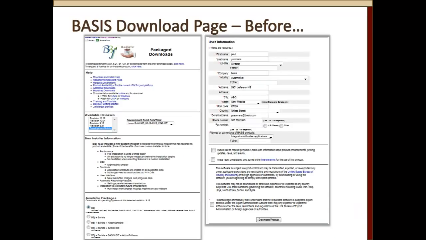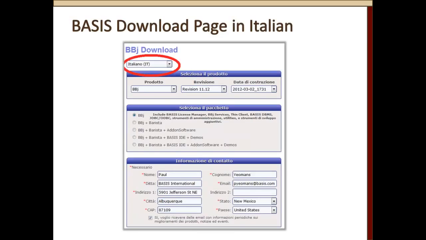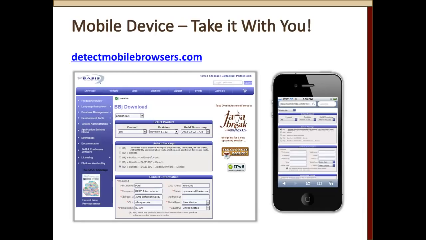So this is what the download page looked like before, a pretty long page that required you to scroll, had a multiplicity of selection choices, more information about the user than we probably needed. And we narrowed that down to essentially one page, and we wrote that all in BBJ. We also made it available in multiple languages, as I said earlier, and we simplified the implementation. For example, utilized web services to check export compliancy rather than have to construct the SOAP envelope with a lot of additional coding effort. We also gave you the ability to download to a mobile device.